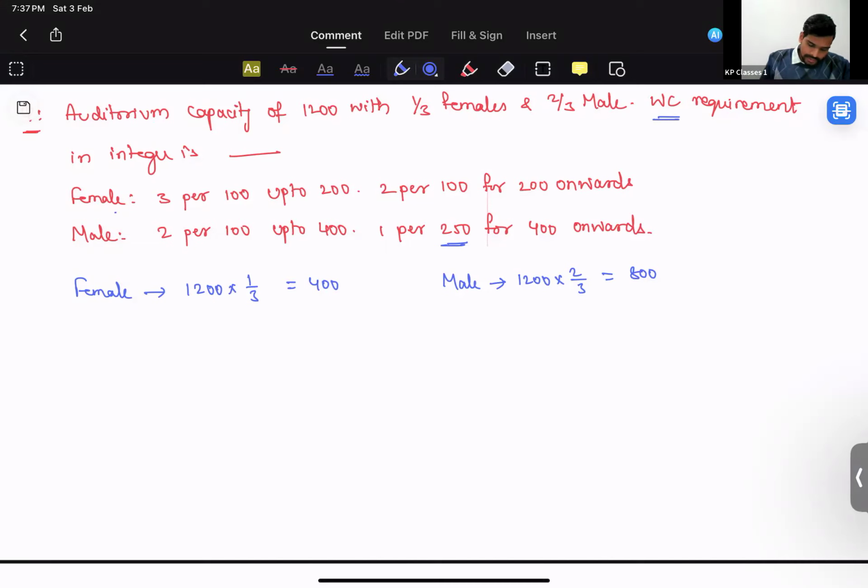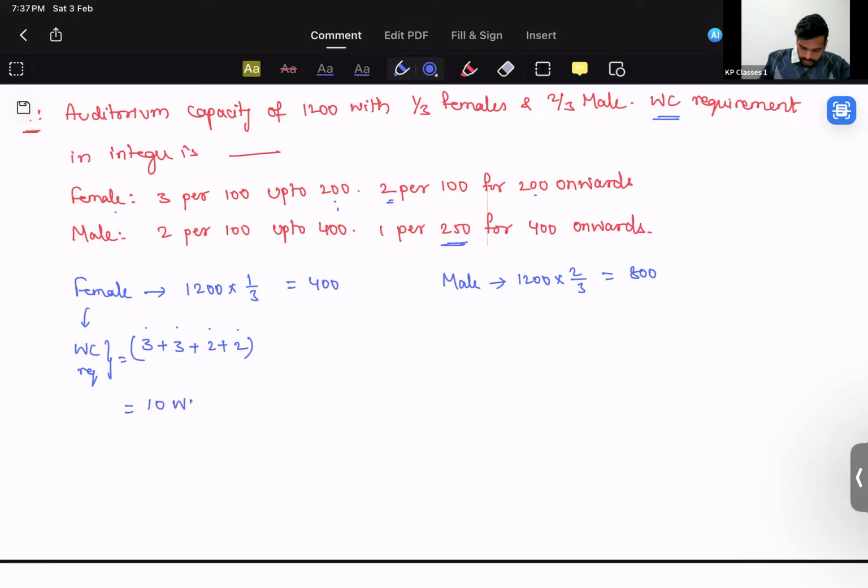It is 3 for every 100 up to 200. So it will be 3 for the first 100 plus 3 for the next 100. So up to 200 we are done with 3 plus 3, and 200 onwards it is 2 for 100. So 2 plus 2. So for the initial 100, 200, 300, 400 population, the total number of WCs required for the female portion would be 10 WCs.